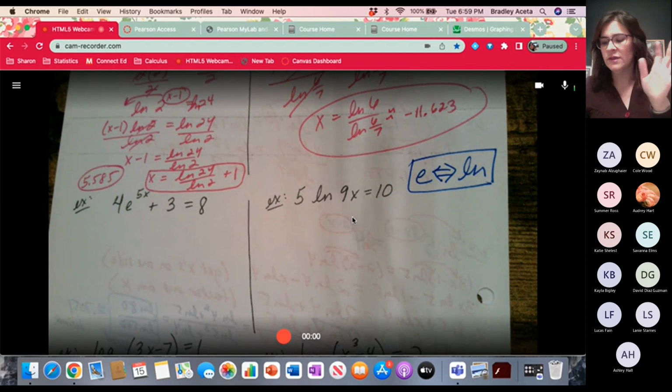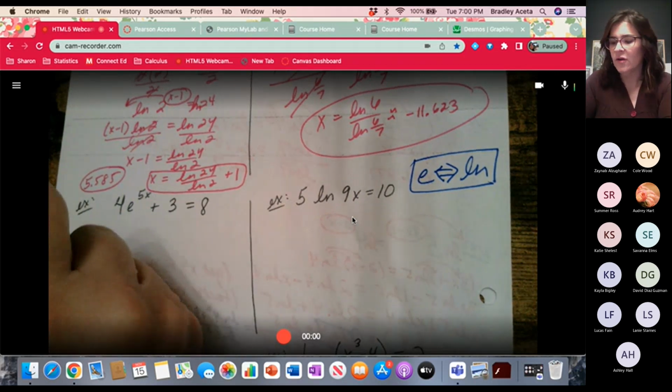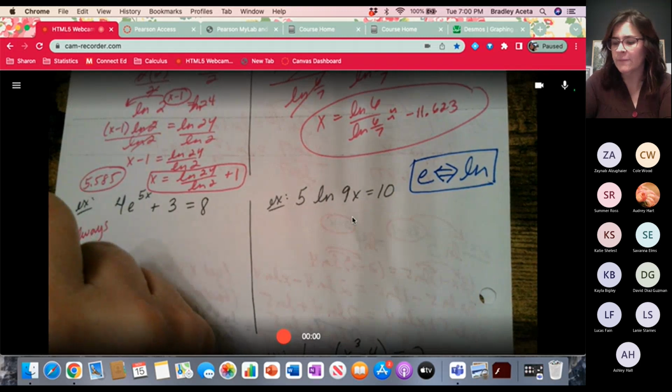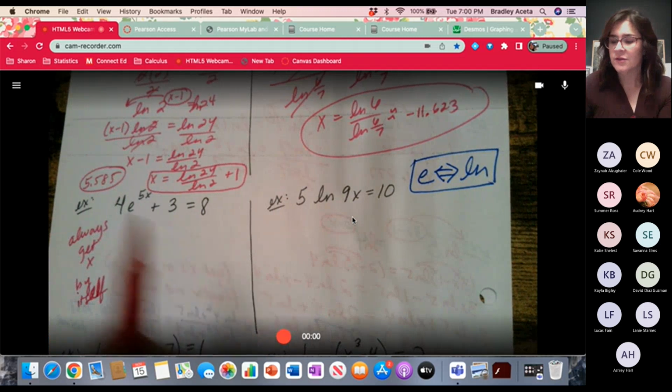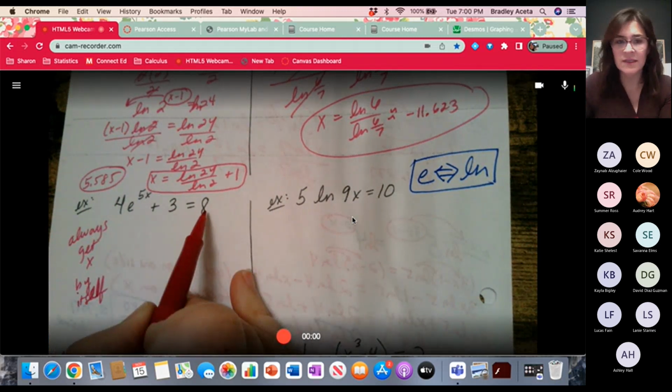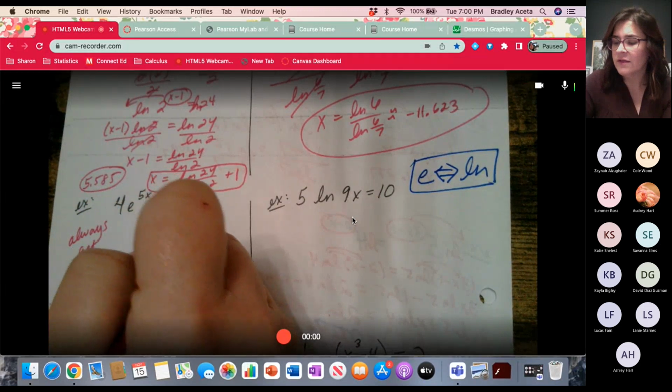What do you want to do? Get the x part by itself. Always, always, always get x by itself before you start doing any logs. Okay? So see this 3? You can minus it to the 8. 4e to the 5x equals 5.